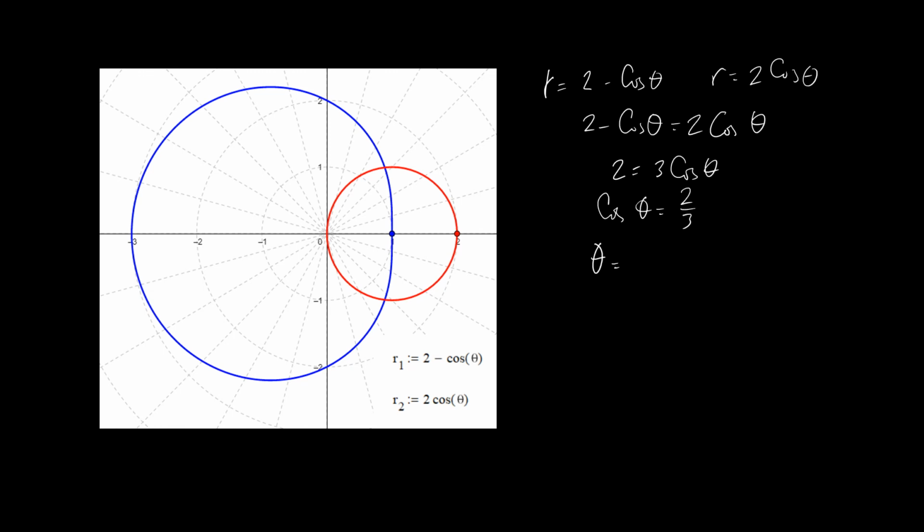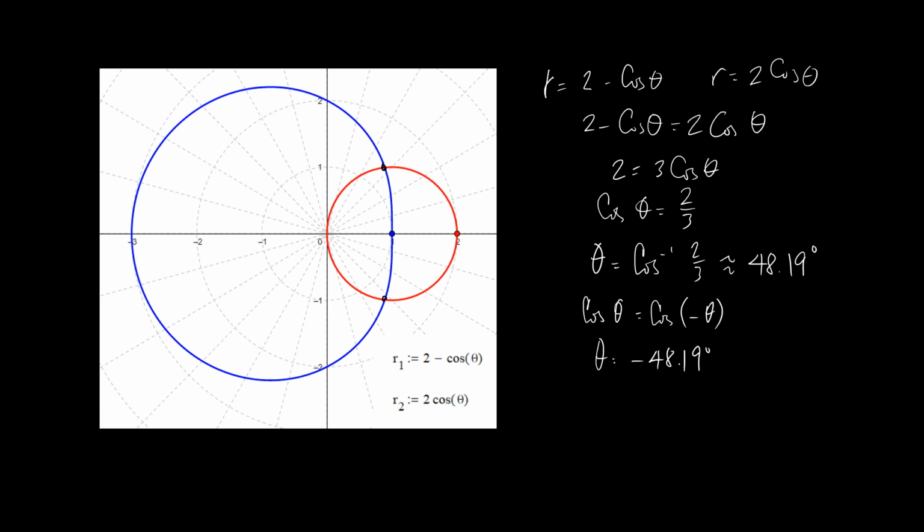And we can solve for theta by taking the arc cosine of 2/3, and roughly that is about 48.19 degrees. But we know that cosine of theta is equal to cosine of negative theta. So the other value of theta here is negative 48.19 degrees. Okay, so these are the two angles, positive 48 and negative 48 degrees.